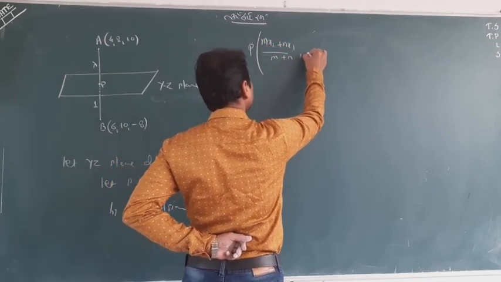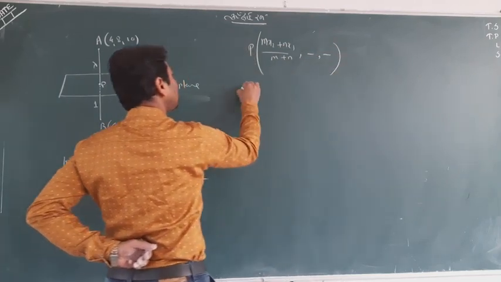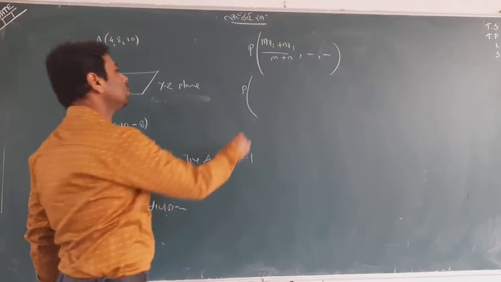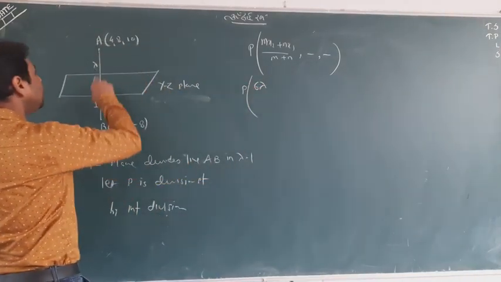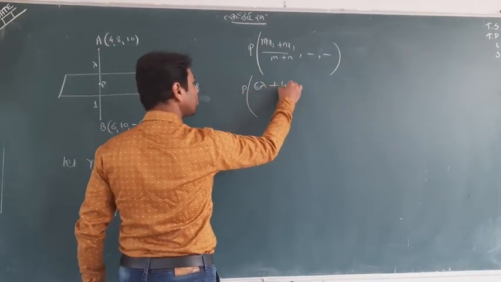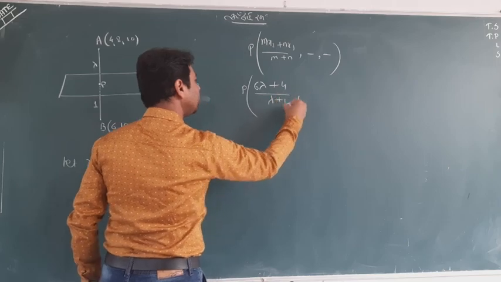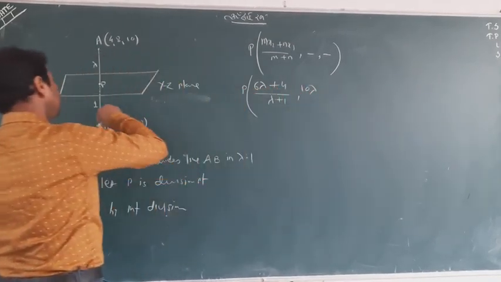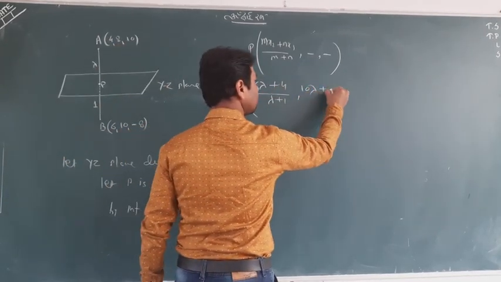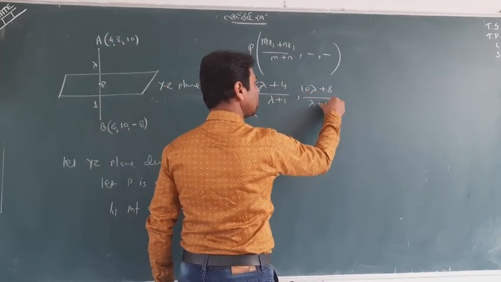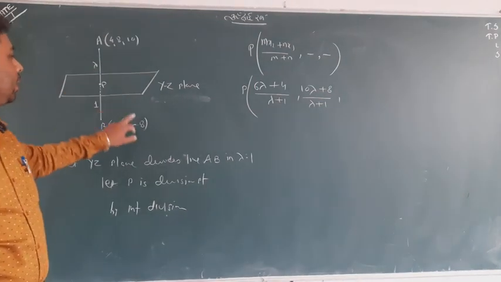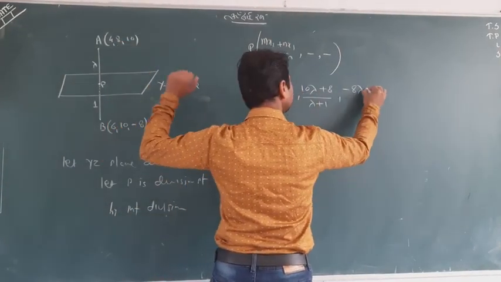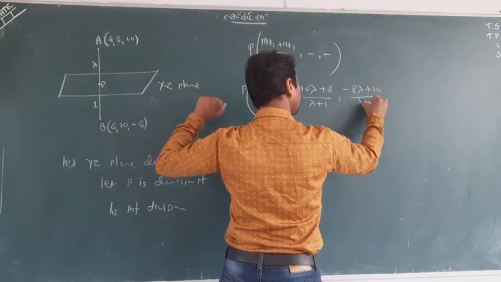You write it on your own, please. You know the formula, now put in the values. Lambda into 6, 1 into 4, over lambda plus 1. Lambda into 10, 1 into 8, over lambda plus 1. Lambda into minus 8, 1 into 10, over lambda plus 1.